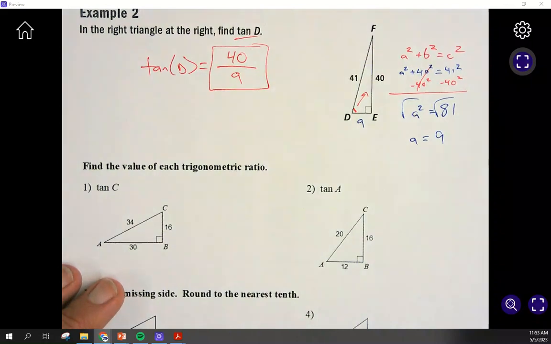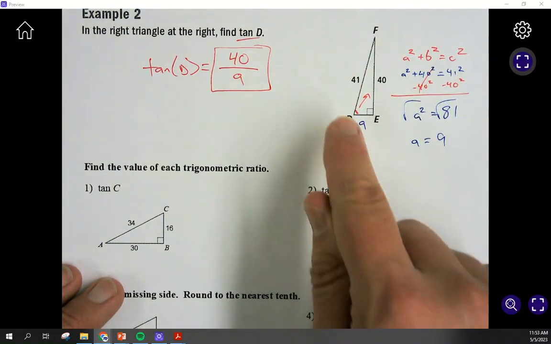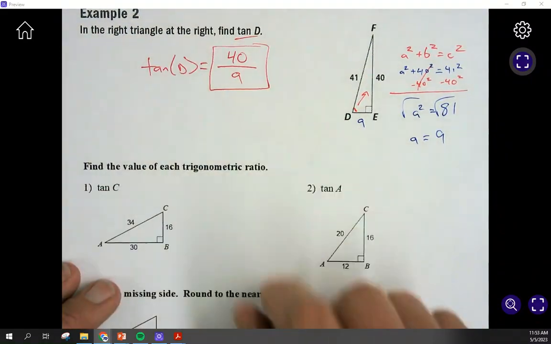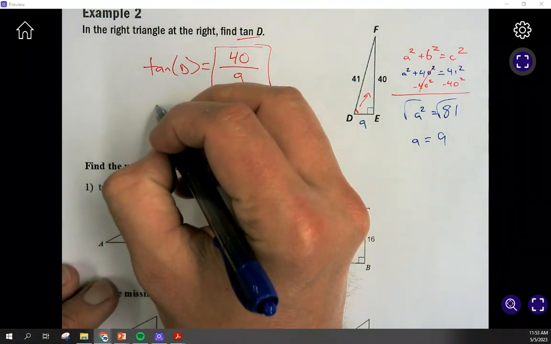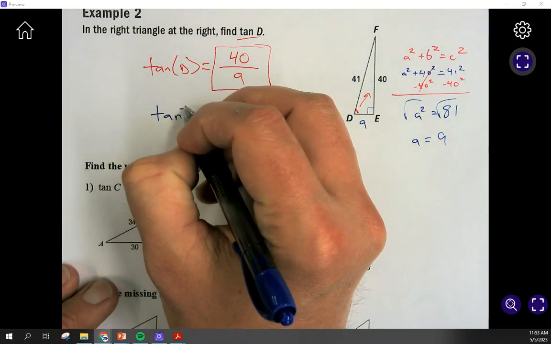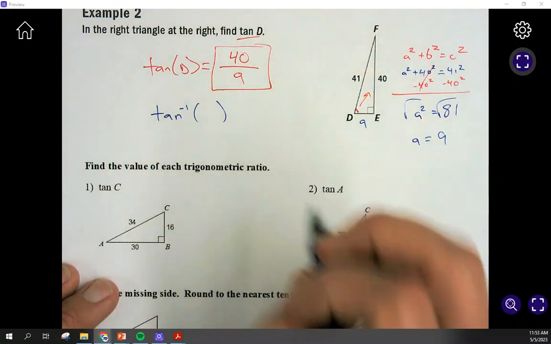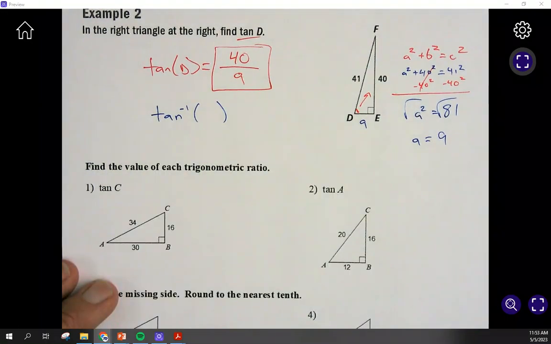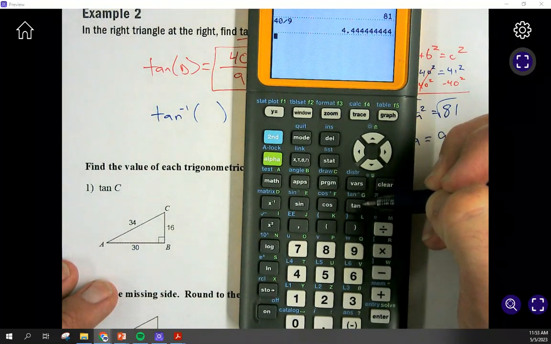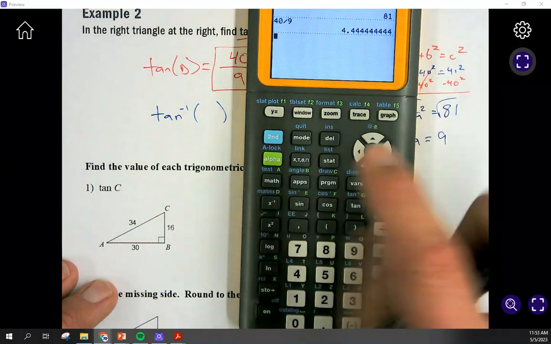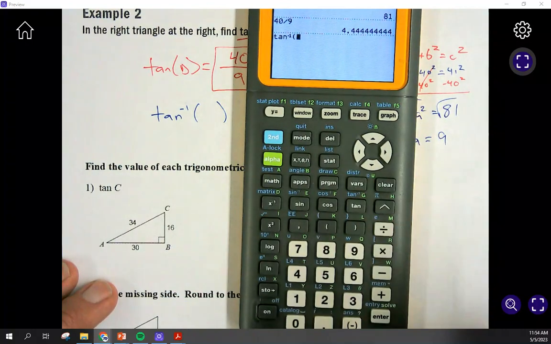Now, once I have this ratio, I can go find an angle measure. This question's not asking me to do so, but here's how you do it. You're going to use what's called the inverse function of the tangent. Okay? And in your calculator, this is what it's going to look like. You're going to find it right above your tangent button. Okay, you see it right there in blue. So to get to it, you hit second and tangent.